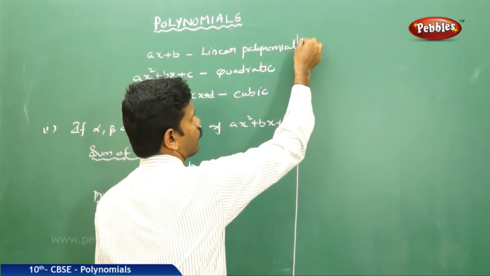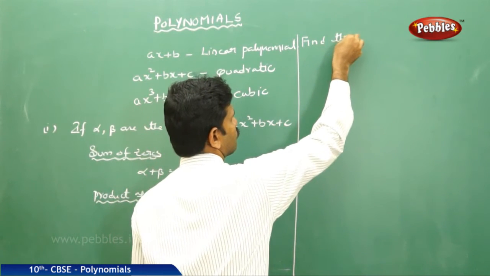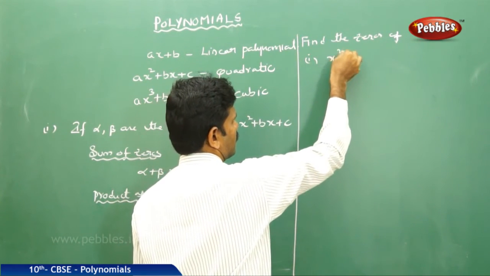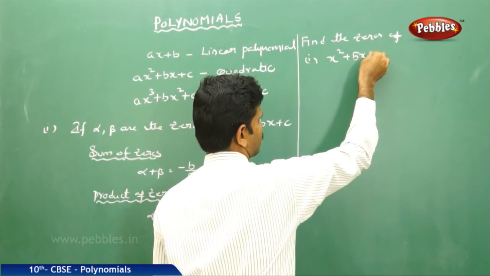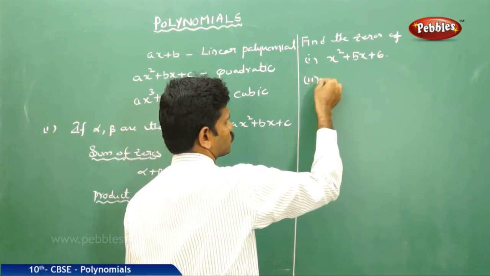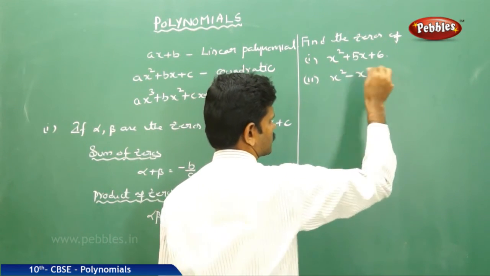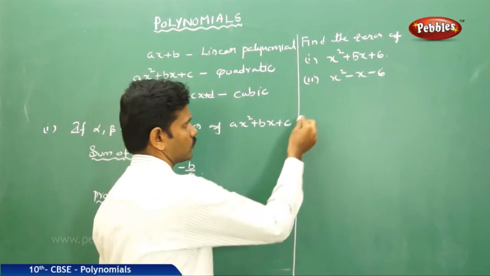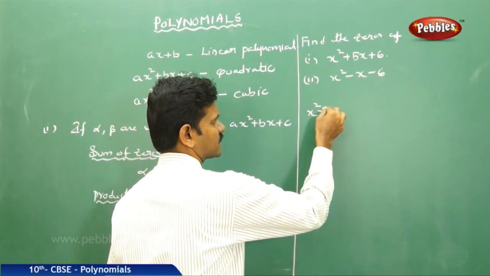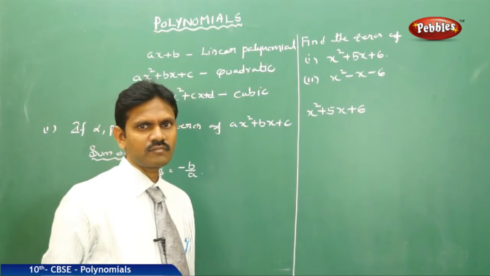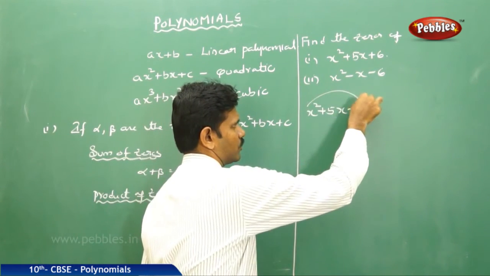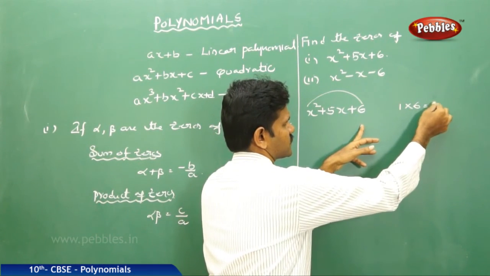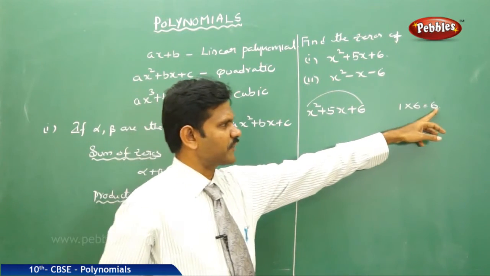Now see, find the zeros of question number 1, x square plus 5x plus 6, and question number 2, x square minus x minus 6. How to find the zeros of these two quadratic polynomials? Let us see. Now the first one, x square plus 5x plus 6. First of all, multiply the coefficient of x square and the constant, that is 1 into 6 is equal to 6. I have to find the factors of 6.